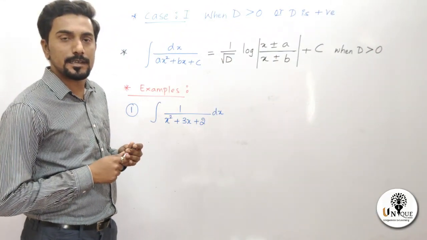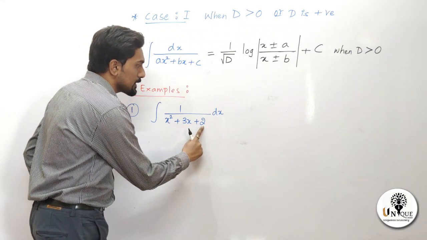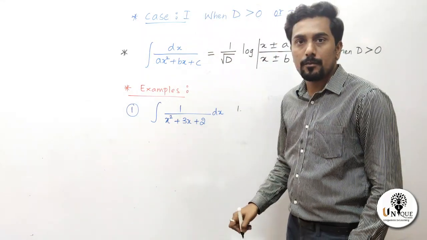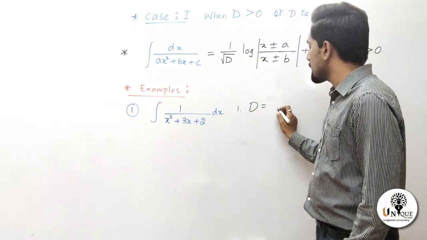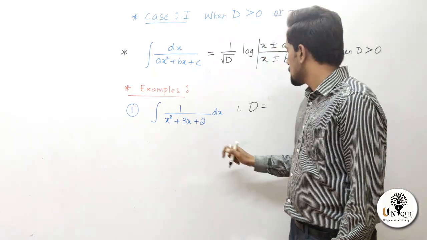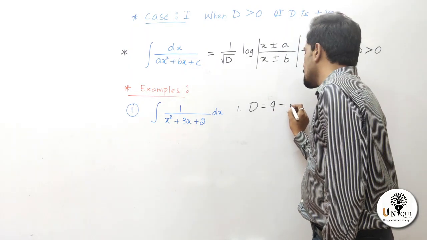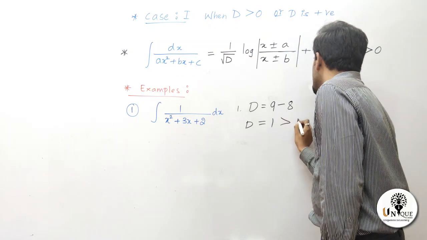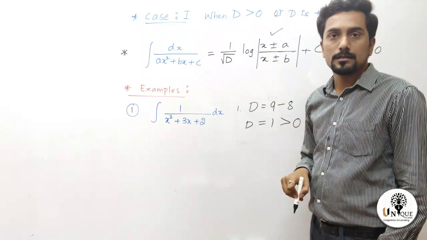So let me consider the first example, that is integration of 1 divided by x square plus 3x plus 2 into dx. I will follow the steps as I framed before. The first step is I have to find the value of d, that is b square minus 4ac. Here a is 1, b is equal to 3 and c equals 2. So b square minus 4ac will be 9 minus 4 into 2, that is 8. So d is equal to 1, which is greater than 0. So we have to apply this formula.